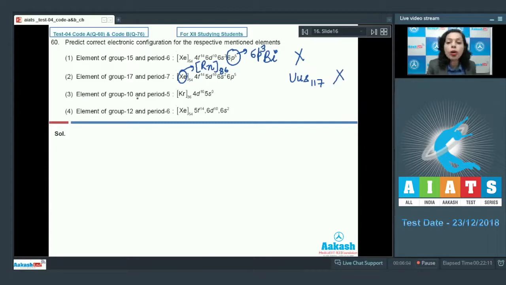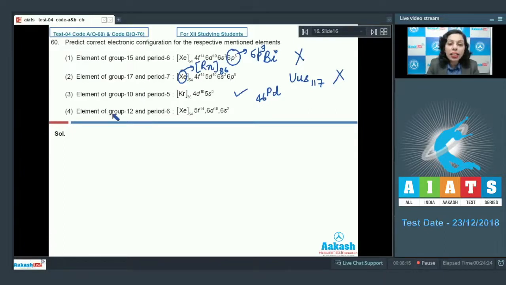Further, element of group 10 and period 5. The element of group 10 and period 5 is Pd, that's palladium, with atomic number 46. That is also correctly given here. And for the sake of stability, one electron from 5s orbital is coming to the 4d9 to make it 4d10 5s0. That is why this is the correct electronic configuration of this element.